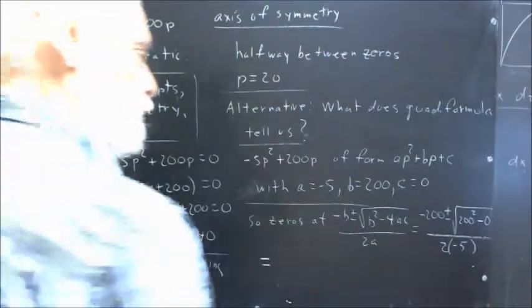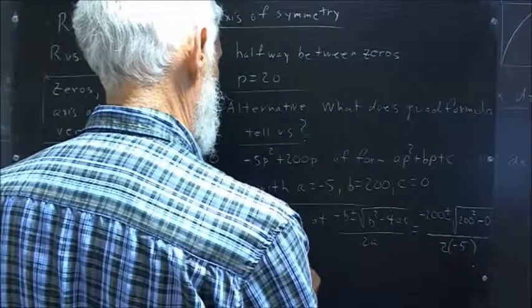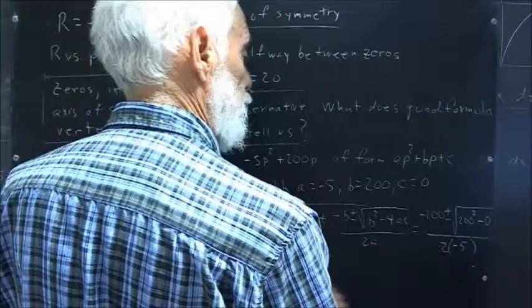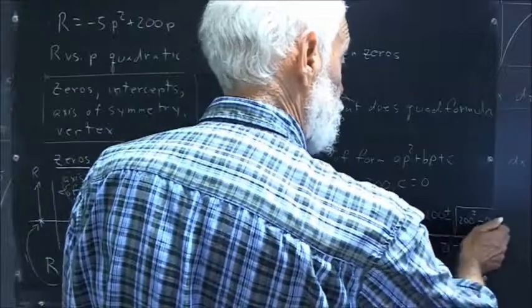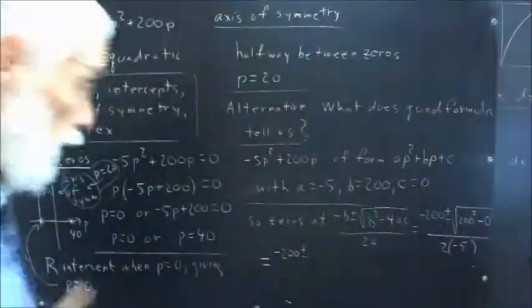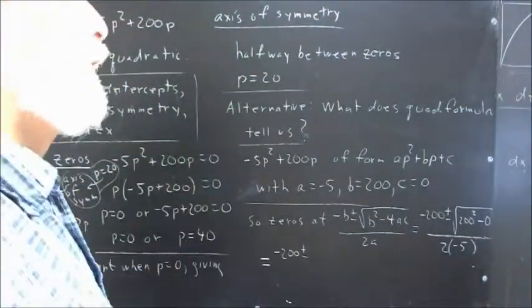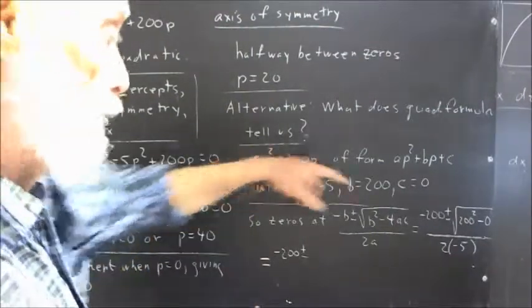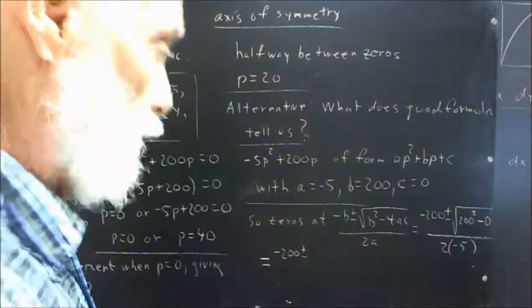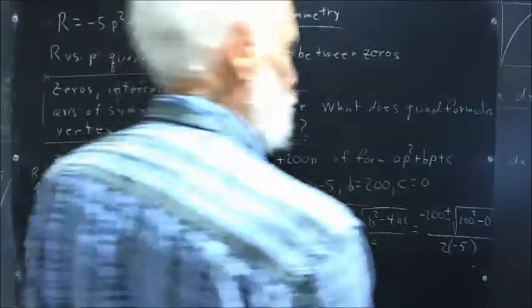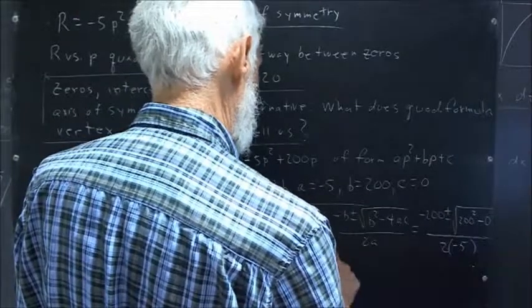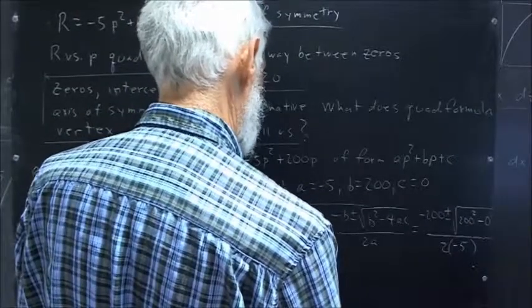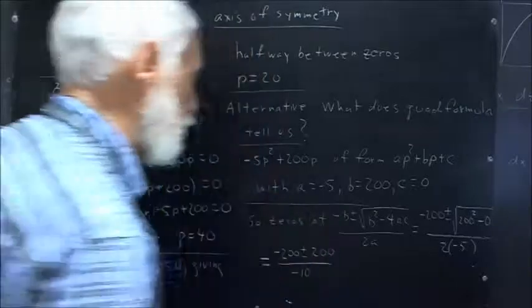And what do we get? We get negative 200 plus or minus the square root of 200 squared. Now we could multiply that out, it's 40,000. We could then use a calculator to find the square root of 40,000, or if we've got good number skills, we could figure that out without a calculator. But the square root of 200 squared is 200, so we don't really need to do too much more with that. And this is over negative 10.